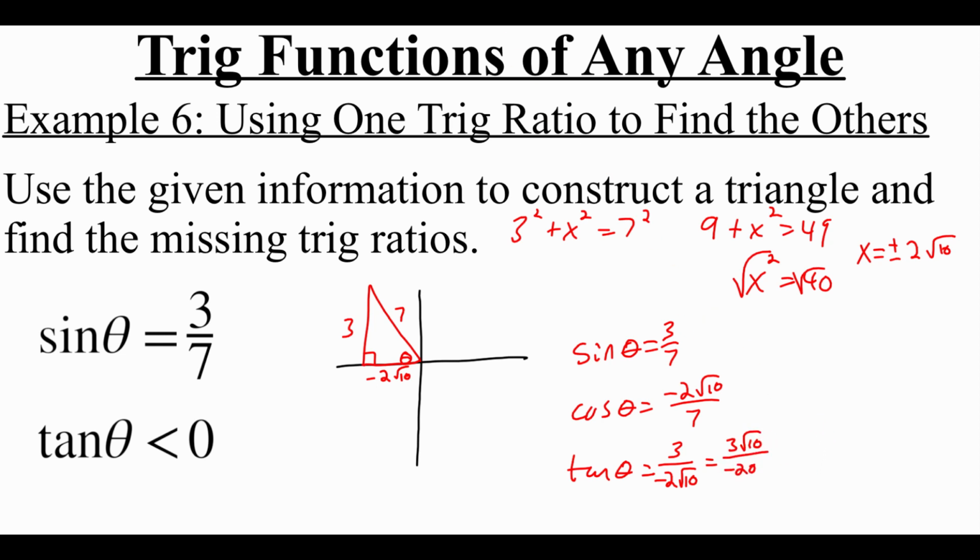And then I can also go through and find my reciprocal functions as well. So the cosecant of theta is the reciprocal of that sine, so it's 7/3. The secant of theta is the reciprocal of the cosine, so it's 7 over negative 2 root 10. But again, we're going to have to rationalize this one, so I'm going to get 7 root 10 over negative 20. And then my cotangent is the reciprocal of the tangent, so I'm going to get negative 2 root 10 over 3.